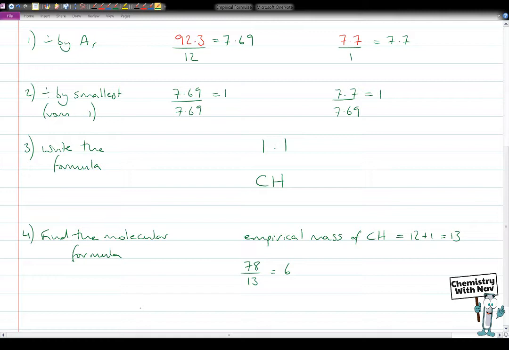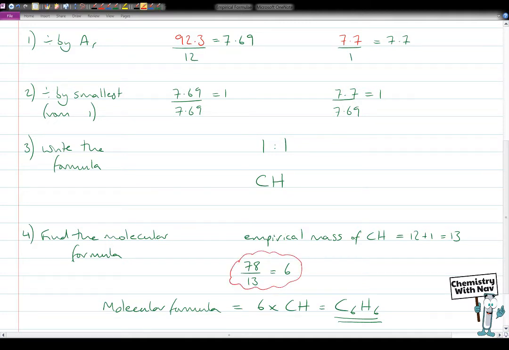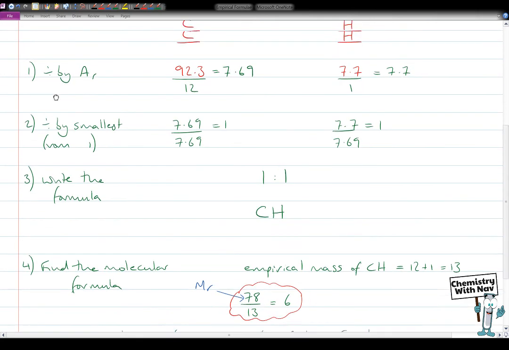So that means that the molecular formula is equal to 6 times CH, which is C6H6. So that's benzene. One thing to note is that for the sake of the examiner, do try and get this calculation in. And that 78 hasn't come up magically, that was the Mr of the substance given in the question above.